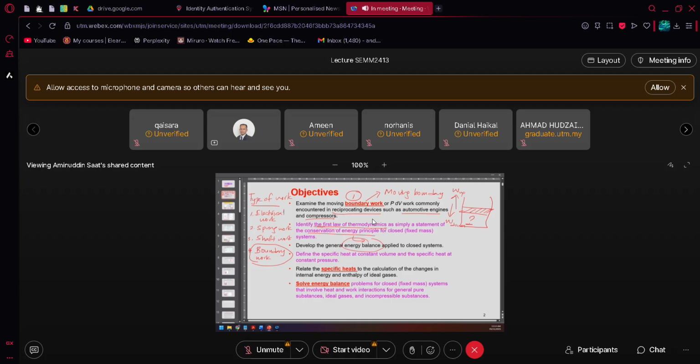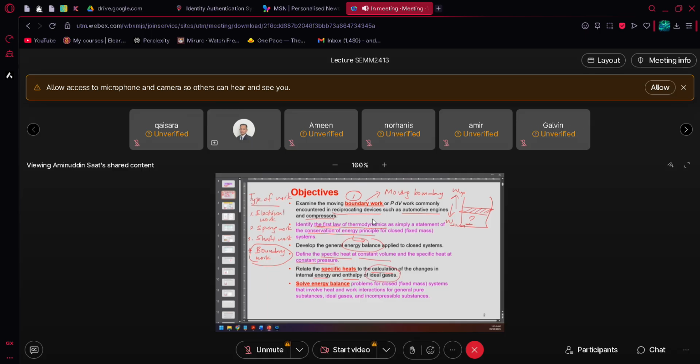Okay, and then after we understand the energy balance, there are some cases where we need to use the terms of specific heat, whether at constant volume or constant pressure, because this information of the specific heat is related to the calculation of the energy and enthalpy of ideal gas.